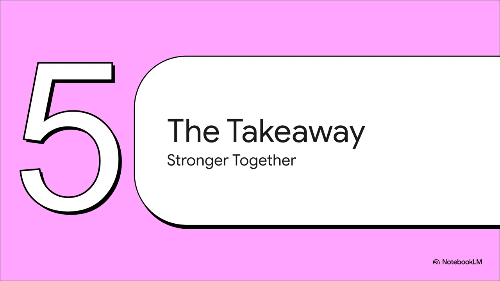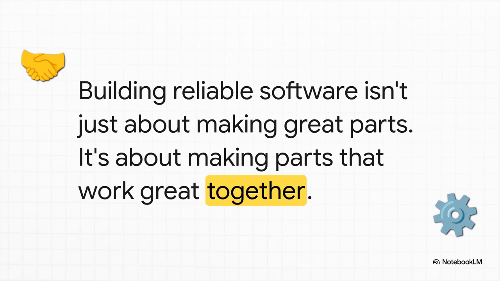So, we've looked at the problem, the solution, and all the different strategies. After all that, what's the one big takeaway here? What's the main idea you should walk away with? It really all boils down to this. Building reliable software isn't just about making great parts. It's about making parts that work great together. I mean, you can have the best engine, the best wheels, the best chassis in the entire world. But if the bolts don't fit, you don't have a car. You just have a very expensive pile of parts. Great software is a team sport. And that's not just true for the people building it, it's true for the code itself.